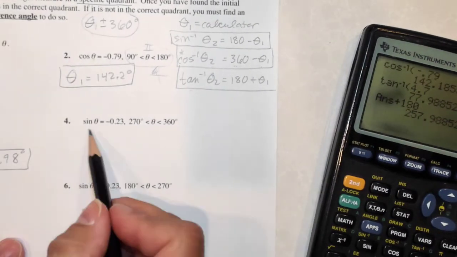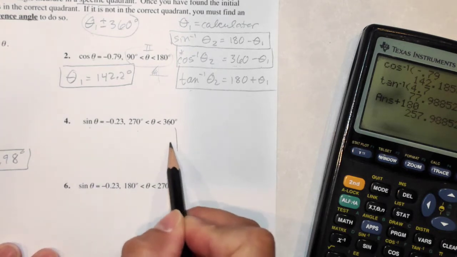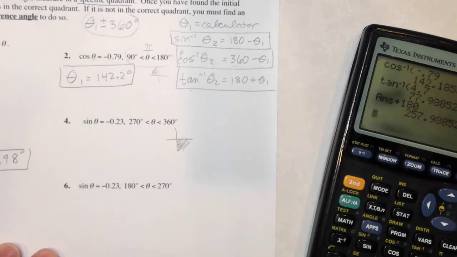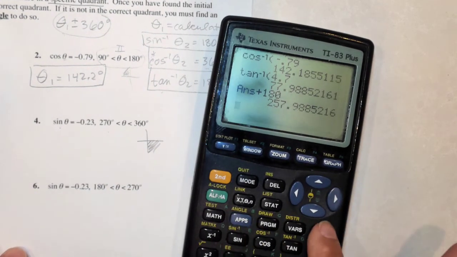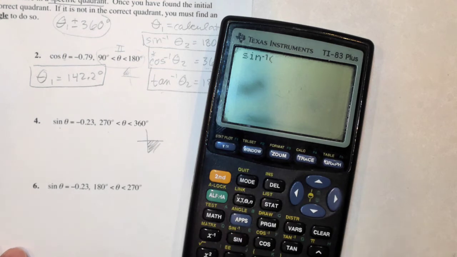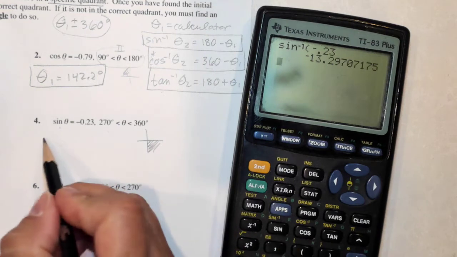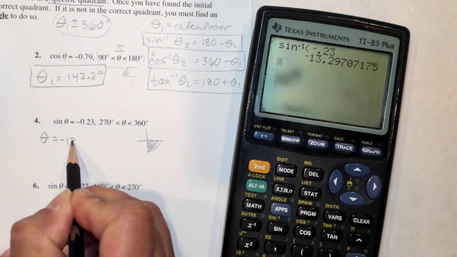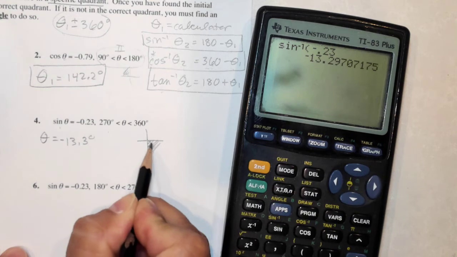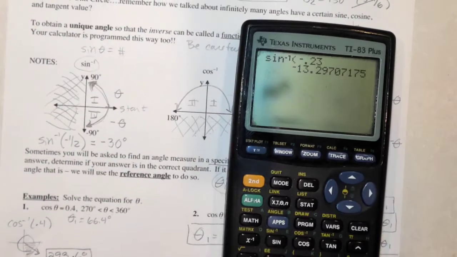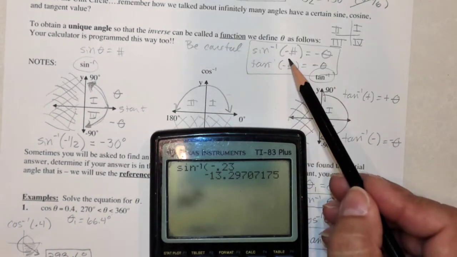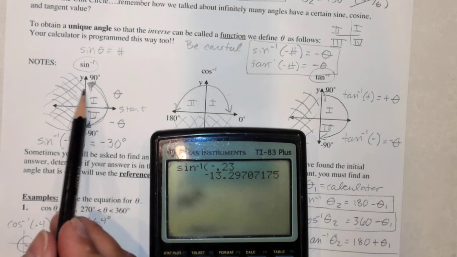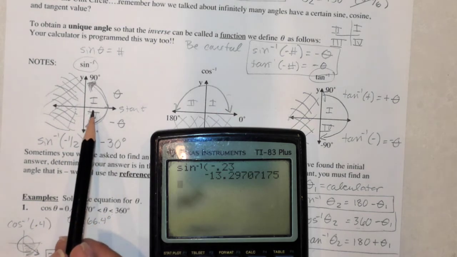All right, here I'm going to be using a sine inverse, and 270 to 360 is looking for an answer in quadrant 4. So I'm going to go second sine, and I'm looking for a sine value of negative 0.23. When I do that, I get an angle measure of negative 13.3, which is the right one, because remember up here, we talked about the fact that if you take the sine inverse of a negative, you're going to get a negative because your calculator knows it can't go that direction.